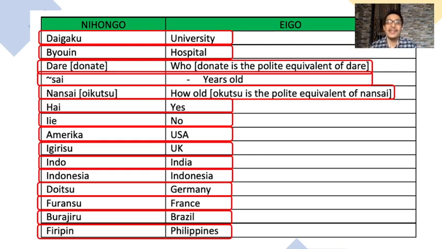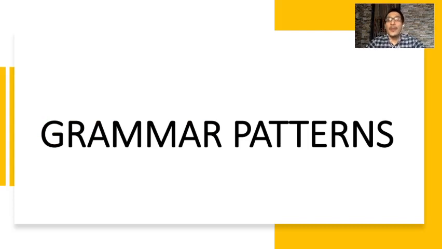Hai is yes. Ie is no. America is USA. Igirisu is UK. Indo is India. Indonesia is Indonesia. Doitsu, Germany. Furansu, France. Burajiru, Brazil. And Philippine, Philippines. Okay. Now moving forward to the grammar pattern.